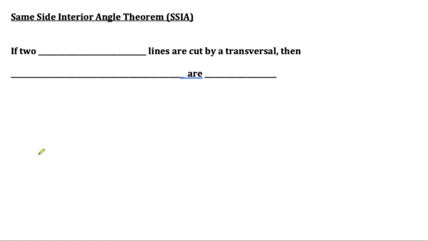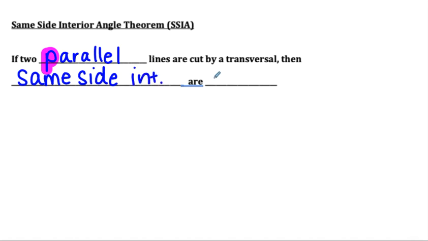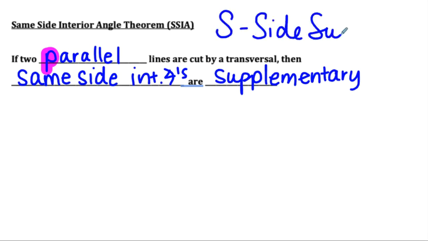All right, and then the last one we're going to talk about is the same side interior angle theorem. And that basically says that if two parallel lines are cut by a transversal, then same side interior angles are supplementary, which means they add to 180 degrees. So same side supplementary, okay? Same side supplementary.